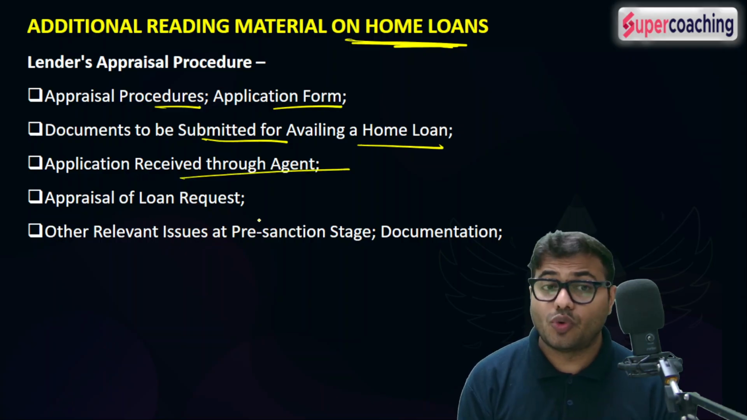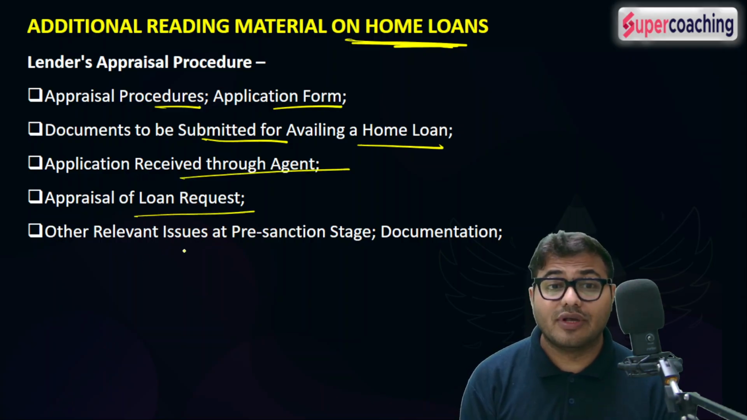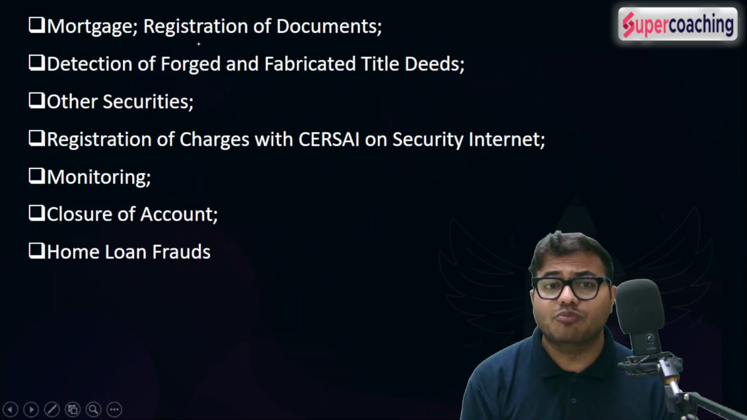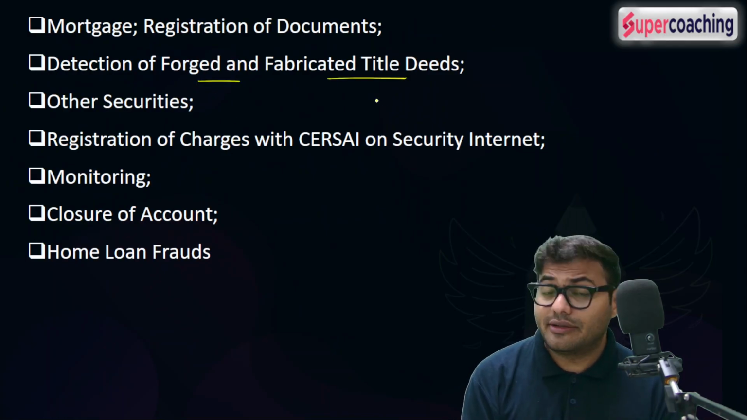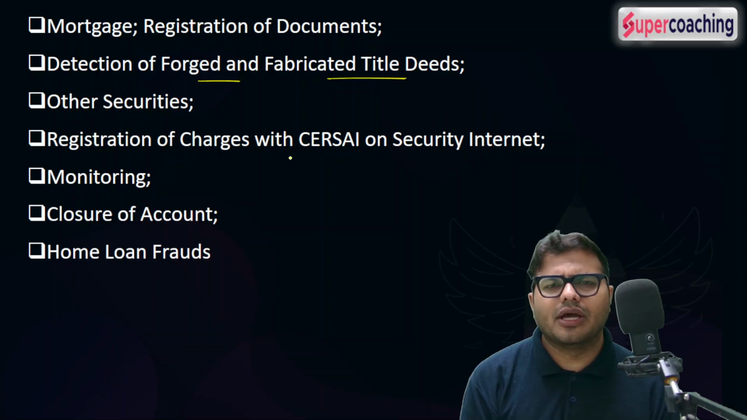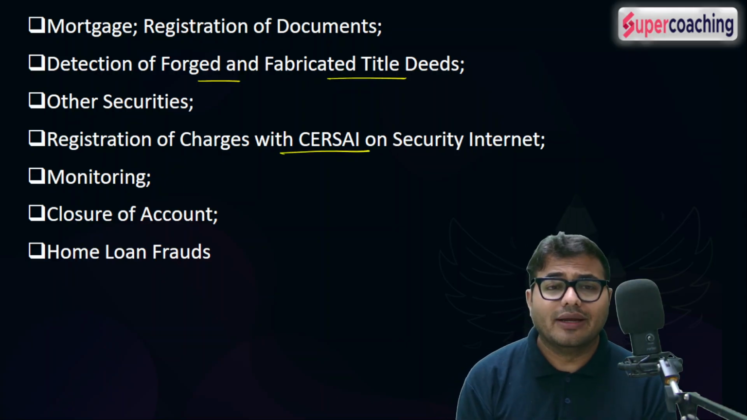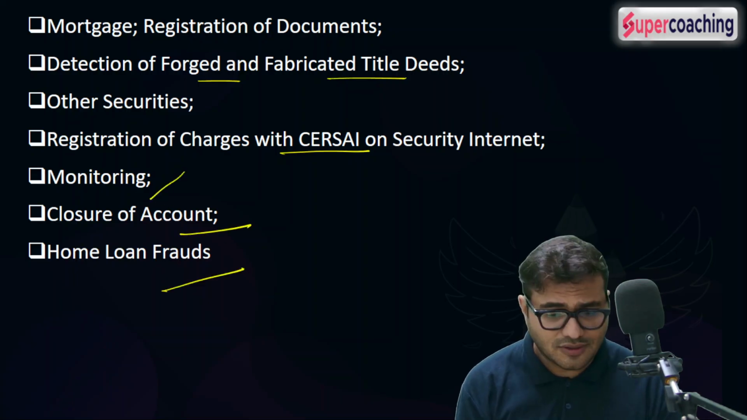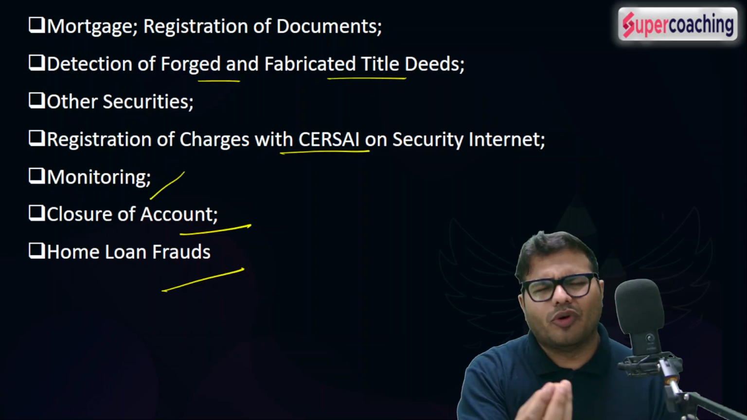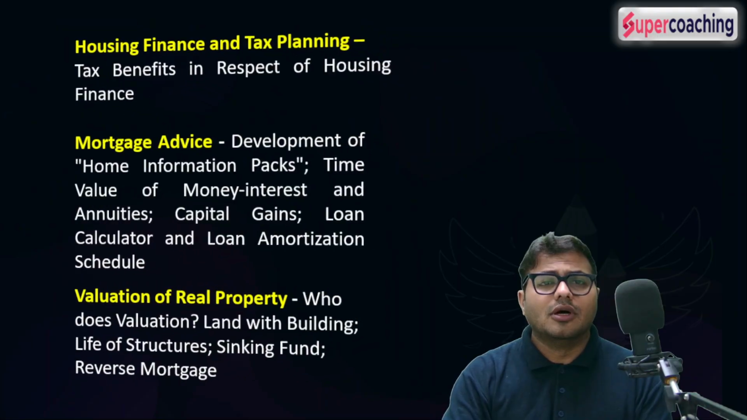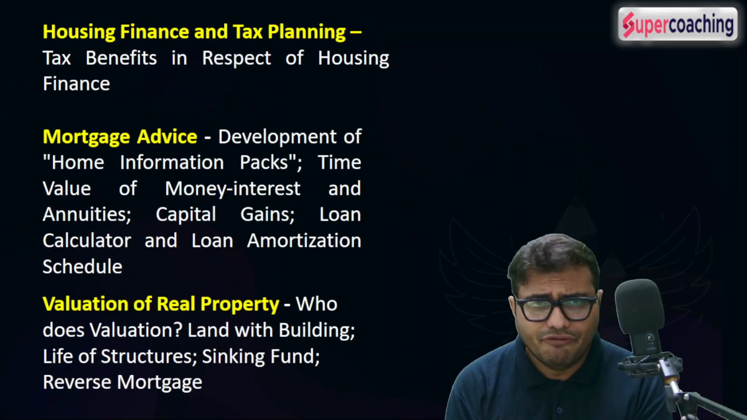Then application received through agents, appraisal and loan request, then pre-sanction stage, then documentation, then mortgage, registration of documentation, detection of forged and fabricated title deeds, other securities, then the CERSAI, or the security interest registration, then monitoring, then closure of account, and home loan frauds. Home loan frauds, very few questions are asked from this particular topic. So these are the major topics when we talk about wealth management.